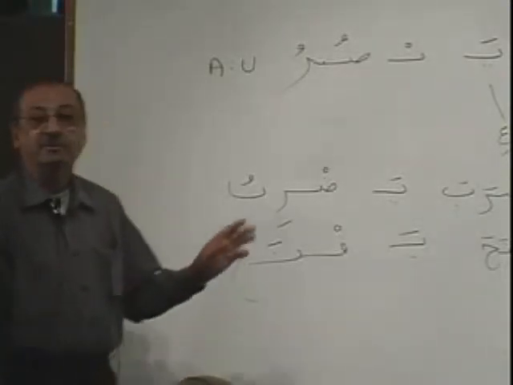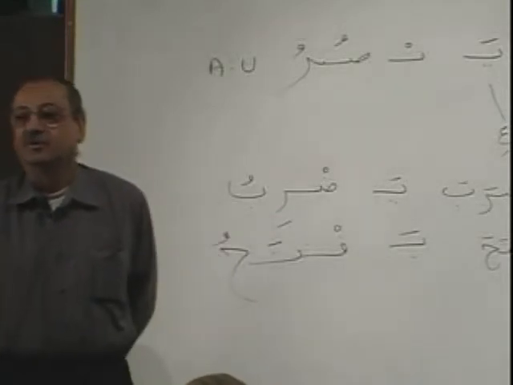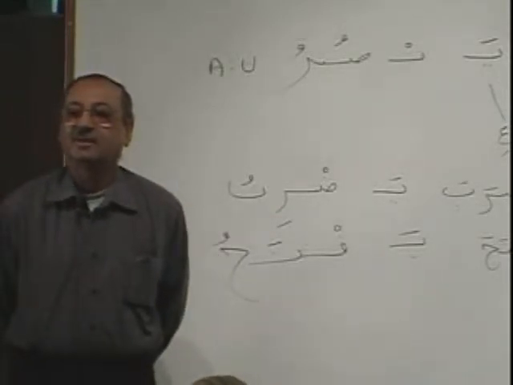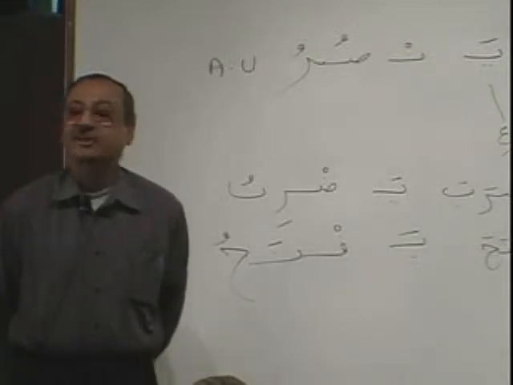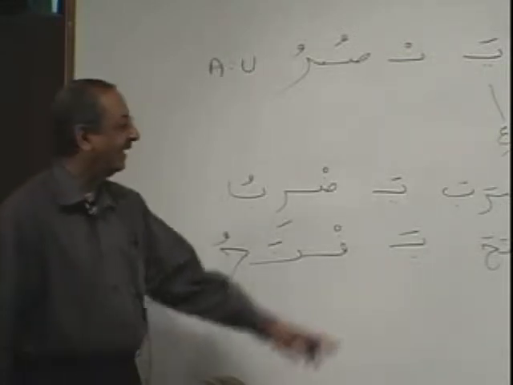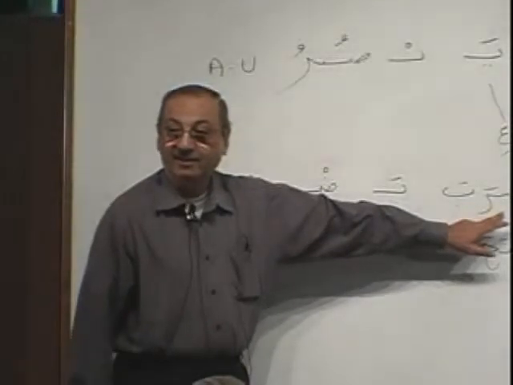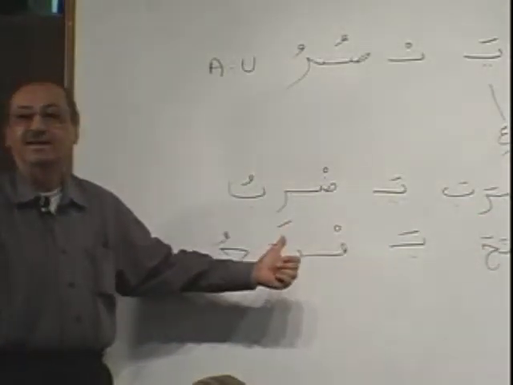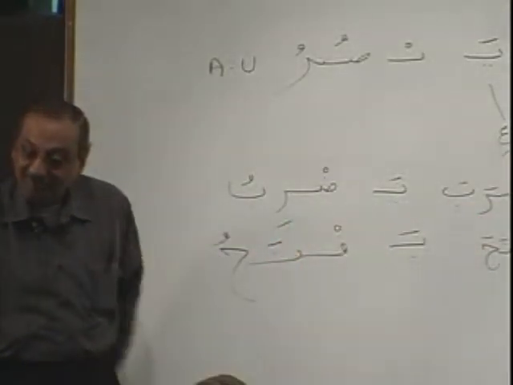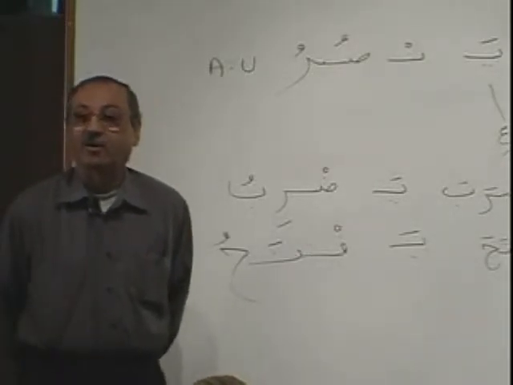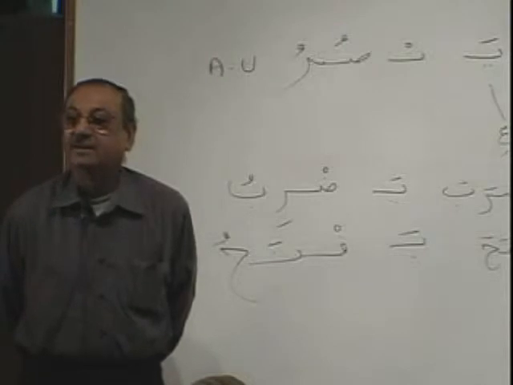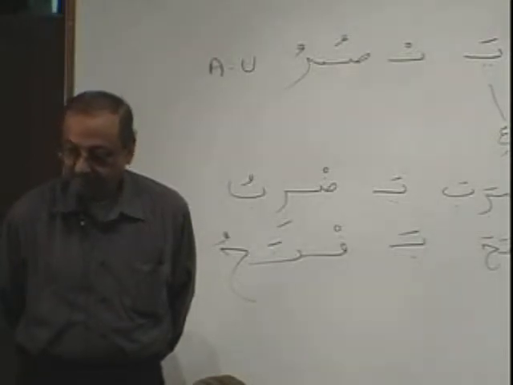Then we come to the second column. What is the second column? Bab Daraba. So what is the speciality of Bab Daraba? That the Ain Kalima has a Fata, but in the Mudariya it gets a Kasra. So anything that fits into this will be called Bab Daraba. Are you with me? Okay.